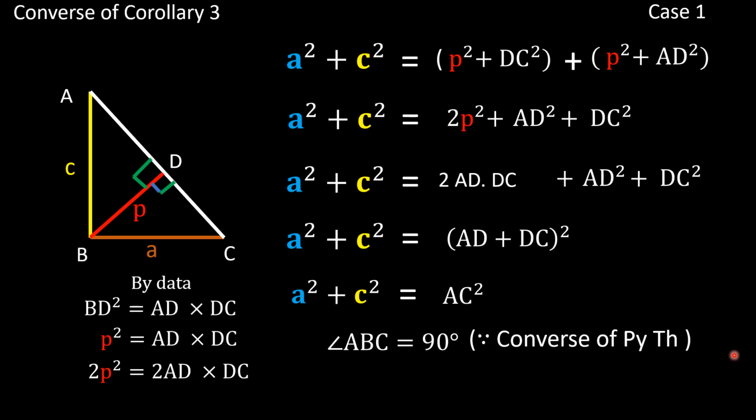Hence, we have proved that if in a triangle BD is drawn perpendicular to this AC side such that BD square is equal to AD into DC, then definitely angle ABC has to be equal to 90 degrees. This is what we have understood in this part. In the next part, part number 3, we will understand the proof for the converse number 3. Thank you.